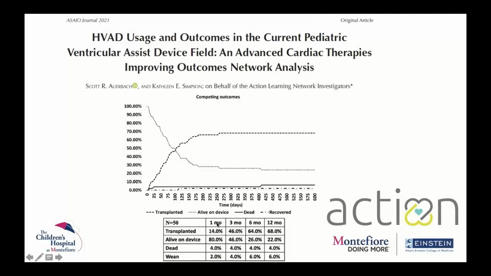And you can see here that only 4% of the patients died in the first 12 months after putting in the VAD. At the end of 1 year, 70% of these patients got transplanted, and 22% were alive on device. And in 6% of these patients, they were actually able to wean the device, so they were able to remove it. Most likely those patients recovered.